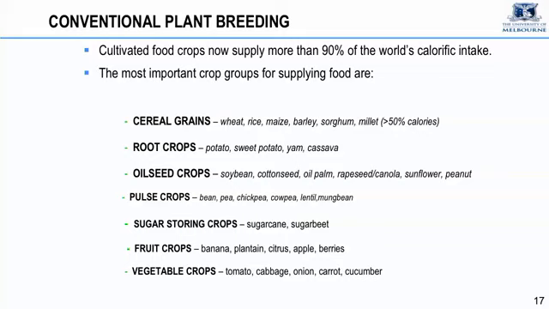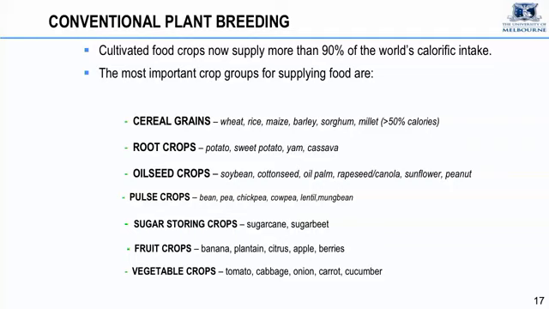And what are those crops? Well, as I showed, probably 50% of the grain comes from cereal grains. These ones here: wheat, rice, maize, barley, sorghum and millet. Root crops are still very important at various places: potatoes, sweet potato, yam and cassava. Probably increasingly oilseed crops, because if you look at the way you cook, vegetable oils are a very important component of that.